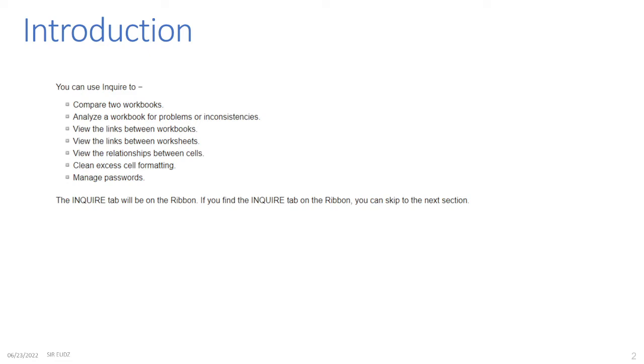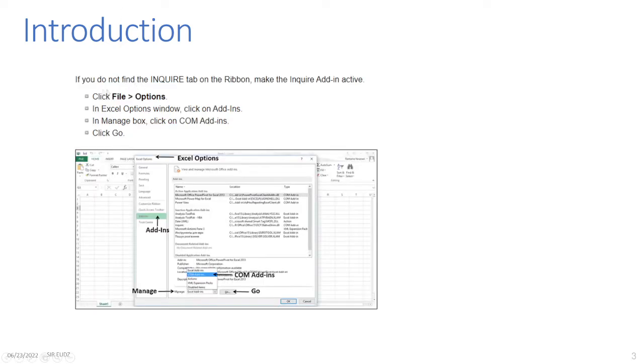The Inquire tab will be on the ribbon. If you find the Inquire tab on the ribbon, you can skip to the next section. But if not, do the following. If you do not find the Inquire tab on the ribbon, make the Inquire add-in active. So click on File and then Options.